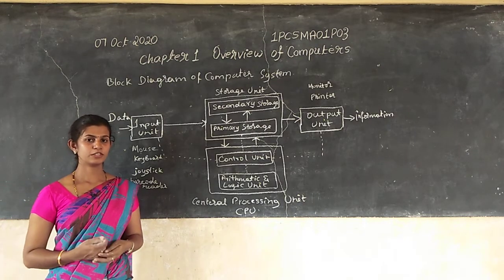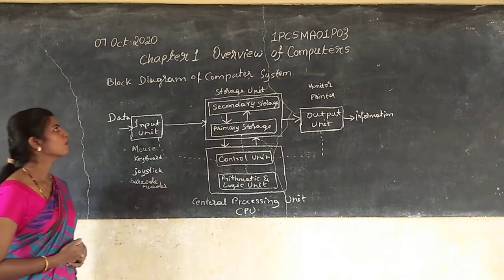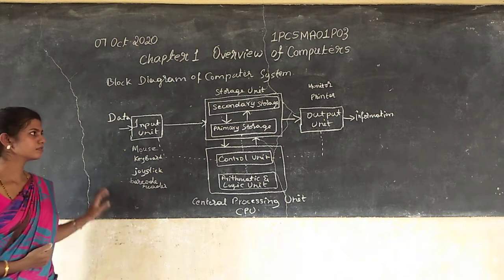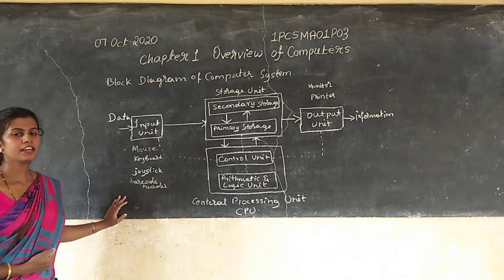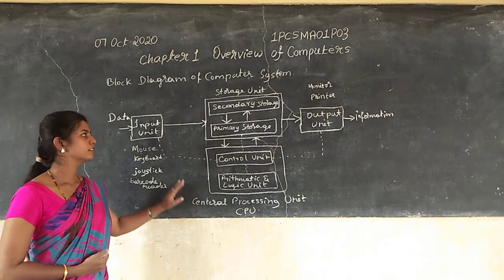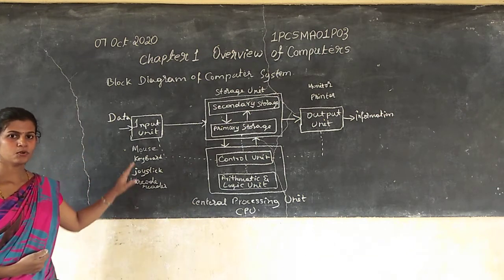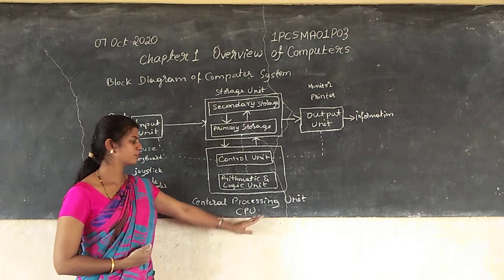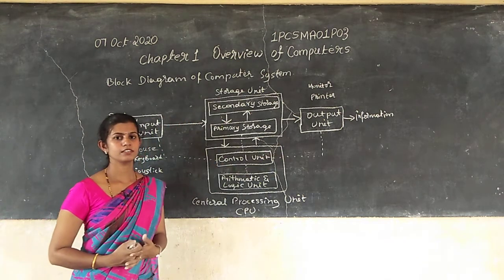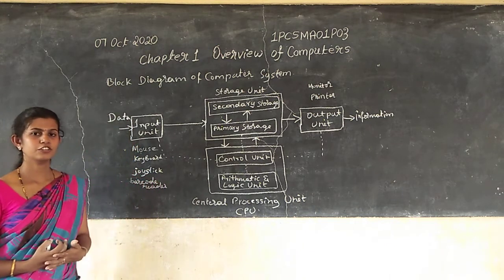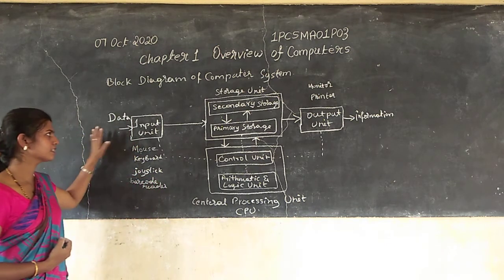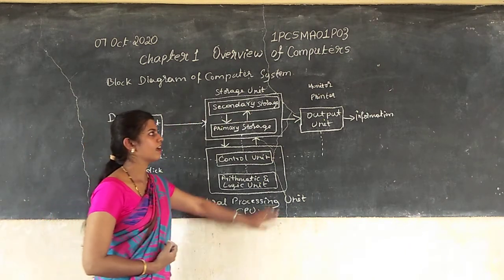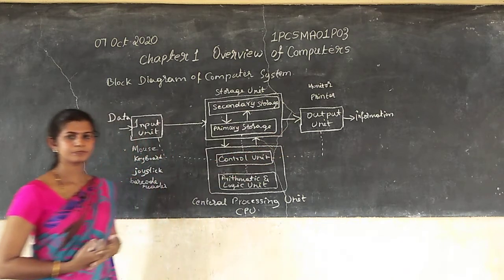Next, we will see one of the important topics in this chapter, that is the block diagram of computer system. It will be asked for 5 marks. So, basically depending on the functionality of the computer, the hardware components will be divided into 4 parts, that is input unit, storage unit, central processing unit and output unit.